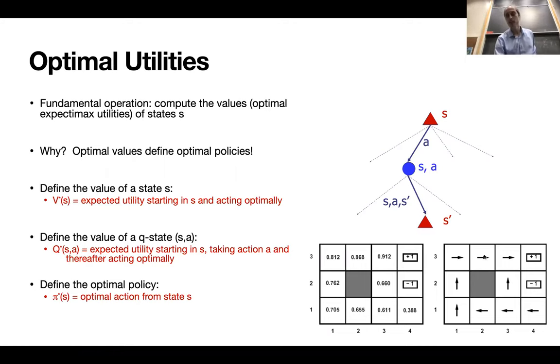And on the right side, you have the policy. Again, you have the optimal actions you can follow. At each state, you have the optimal action you can take to get to the goal state. This is what we're trying to find: these quantities, the values and the policy of the states.